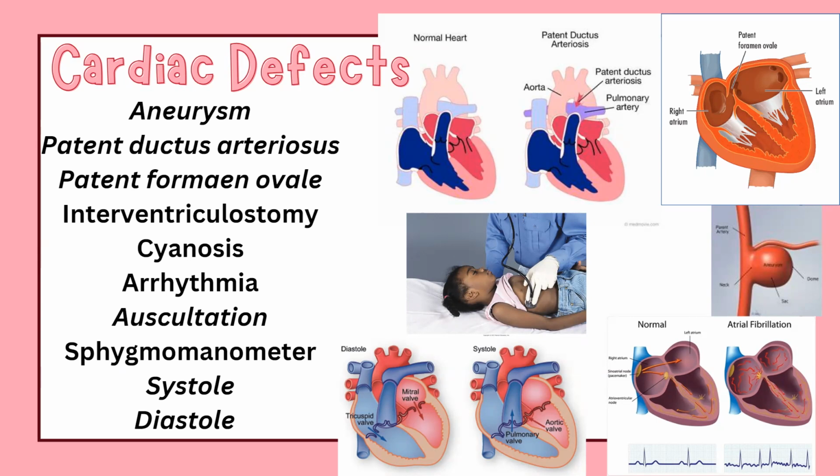Okay, systole, that is our pressure when our ventricles are contracting. So that's going to be the higher number, the top number of our blood pressure. And then diastole is when the ventricles are relaxing and our atrial pressure is being measured. That's our bottom number of blood pressure. It's going to be the lower number typically.